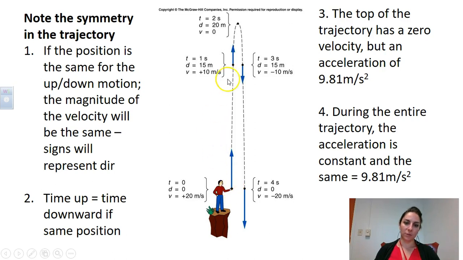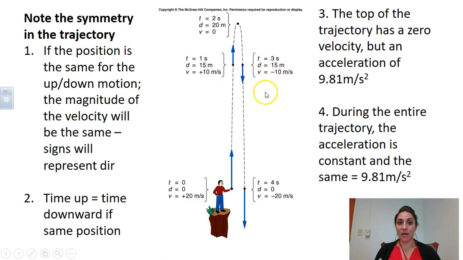They took 2 seconds to go up. It'll take 2 seconds to go down. So I hope you notice that. These are all the things I already talked about in words. Also, another thing I want you to look at is, at 1 second we're at 15 meters, and at 3 seconds we're at 15 meters. Pretty interesting, right? At the same position we have 2 times.